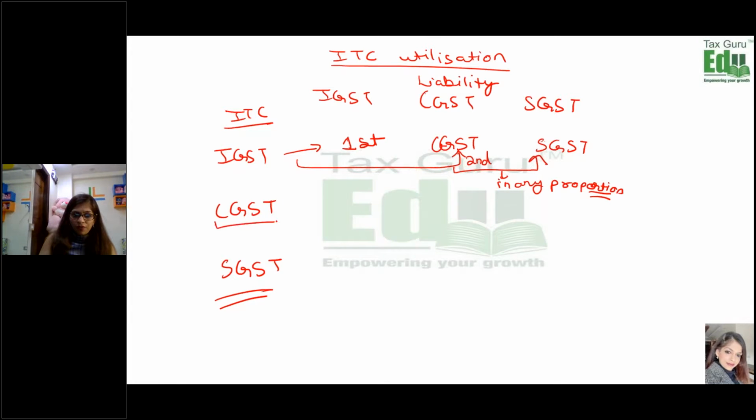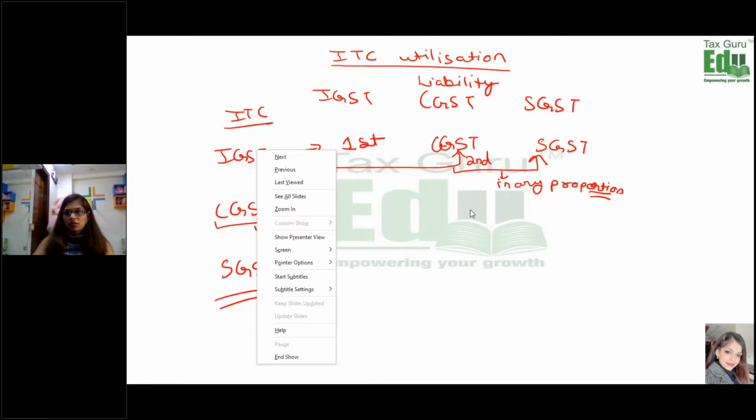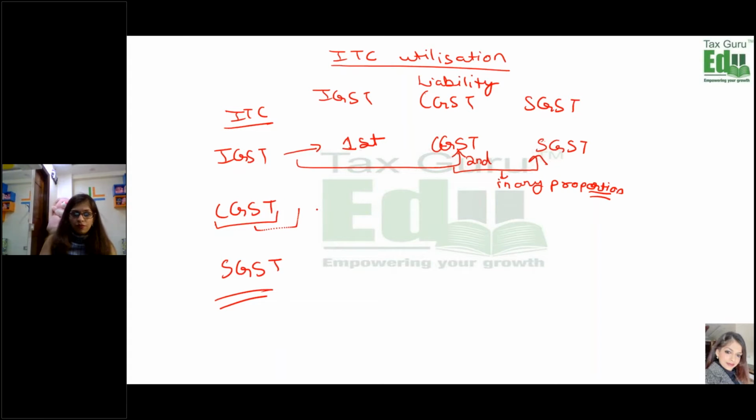Now, if I have CGST input, first it will be used in IGST liability. The old rule said CGST against CGST, but now the new rule has changed. So if I have CGST ITC, I will first use it for IGST. If still there is something left, then I'll use it for CGST.